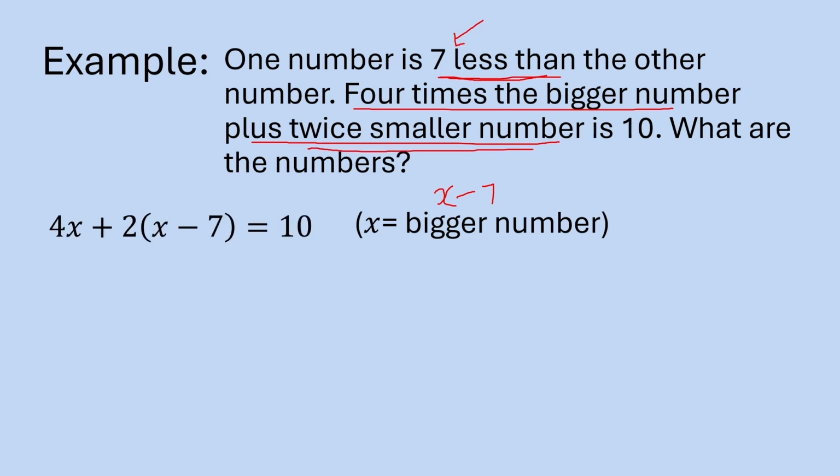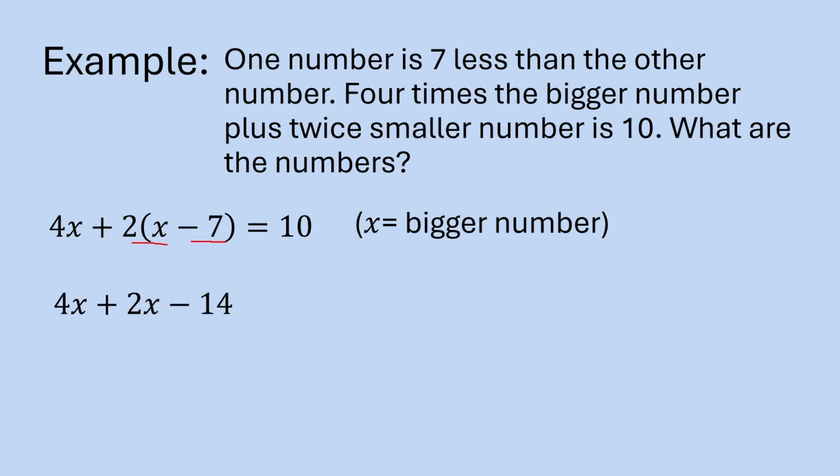So the equation will be 4x for 4 times the bigger number. Then this is the smaller number, x minus 7, and it is 2 times. So both are added, and it is equal to 10. So now we got the equation. So 4x plus 2x minus 14 is equal to 10. So 6x. When we add 14 to both sides, this minus and plus will cancel.